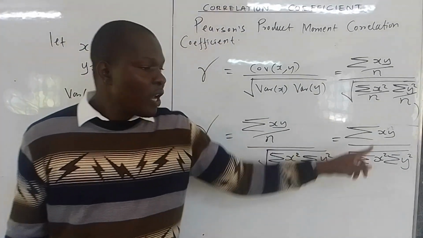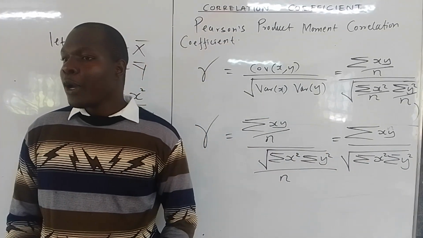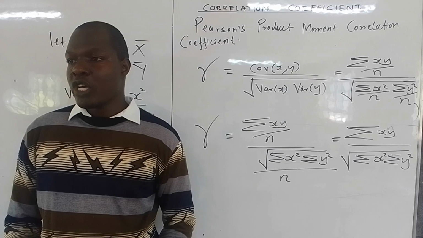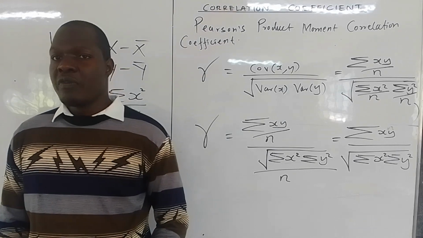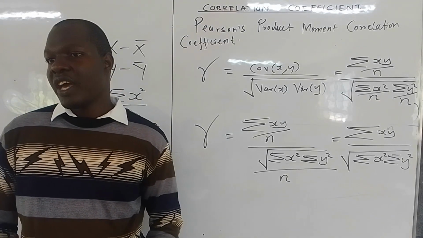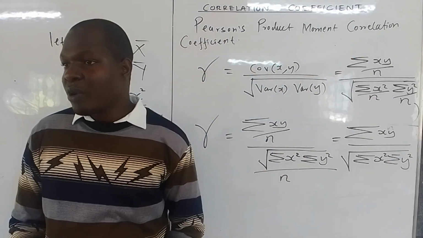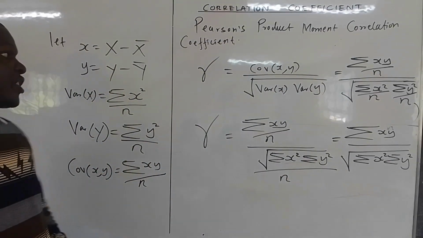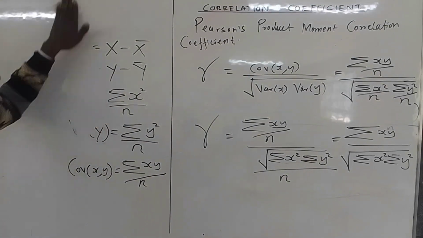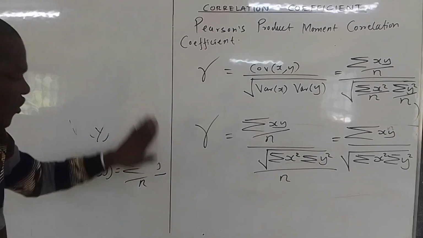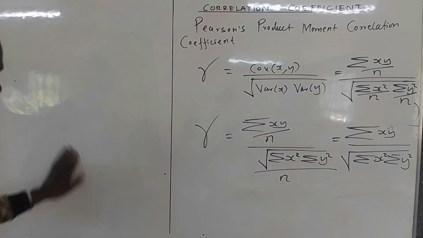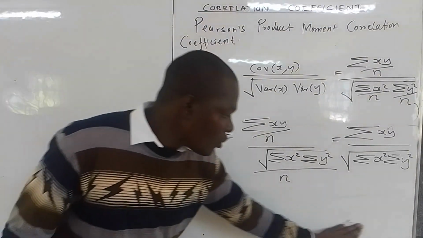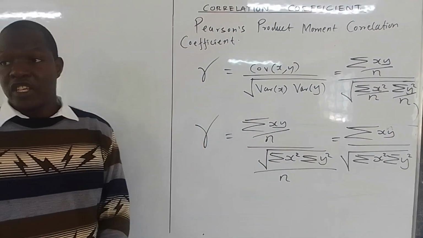So that is the formula for the Pearson's product moment correlation coefficient. So if you are told to find the correlation coefficient, then we are looking for the Pearson's product moment correlation coefficient. So how do you now use the coefficient to state the relationship?